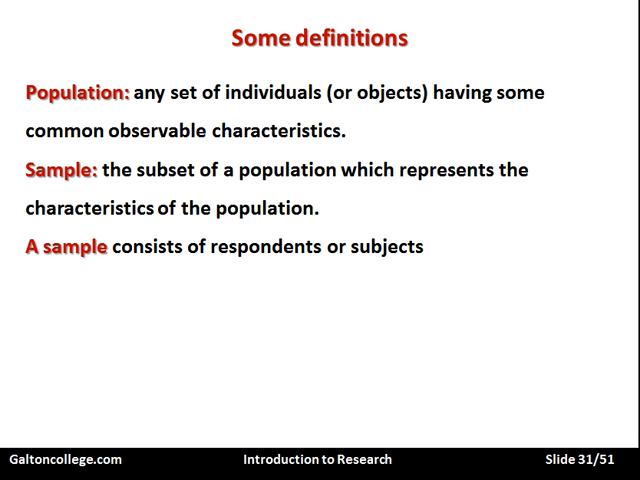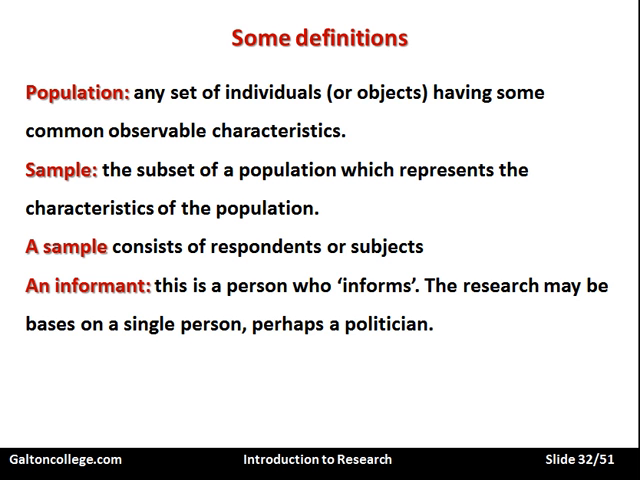A sample consists of respondents or subjects. A sample is our selected respondents. In other words, the sample could be every 10th person. Or better still, it could be a random sample. If we know all of the population, give all the population a number and then draw out 50 random numbers and then go and interview those 50. That's a random sample, and that is a good practice.